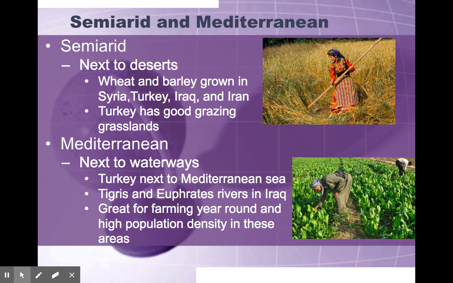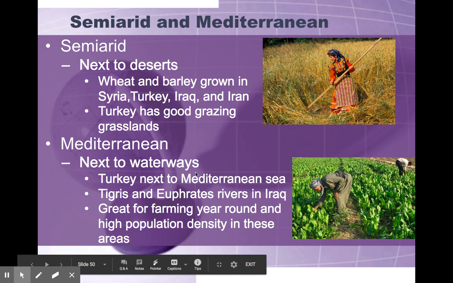You need things that can grow there. Not all crops can grow in that little amount of rain. So you have some grasslands like steppes, but the crop that grows there a whole lot is wheat and barley, grown in Syria, Turkey, Iraq, and Iran. And it's also good for grazing. Turkey has some goats, I believe, what your book said. They use the goat hair for stuff, but there's a lot of goat grazing in Turkey, apparently.